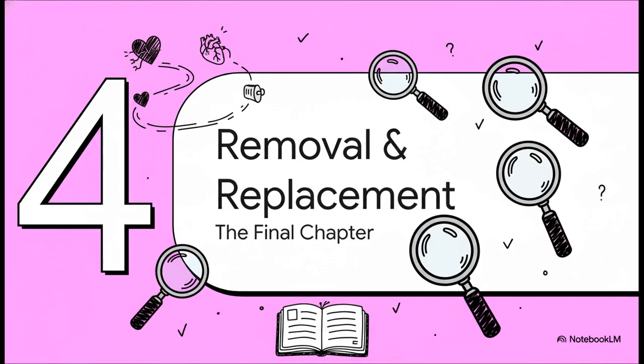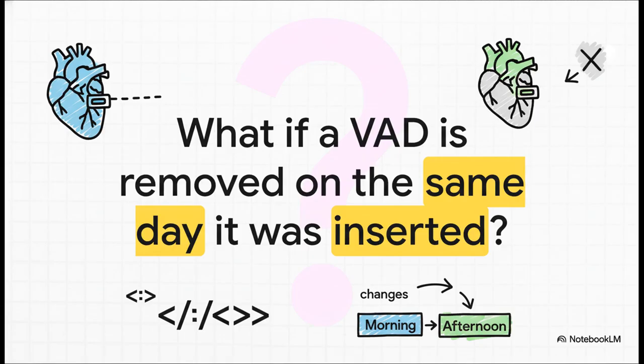And now we get to the end of the device's journey, which, not gonna lie, brings some of the trickiest coding rules. This is where your attention to detail in the doctor's notes becomes absolutely critical. Okay, here's a classic scenario that trips up so many new coders. Imagine a patient gets a temporary device put in the morning, but their condition changes, and it has to come out that same afternoon. How in the world do you code that?